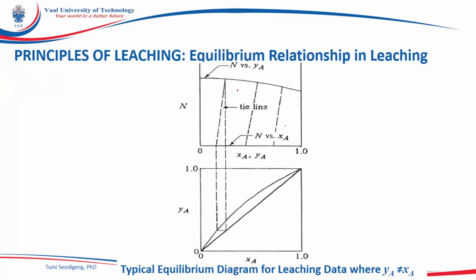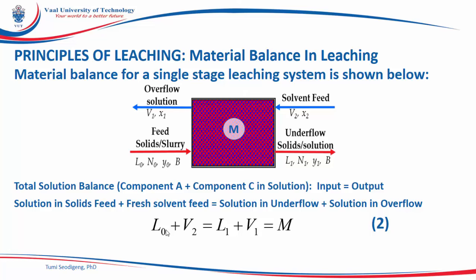For this case, when the data is translated into the XY plot, as shown in this figure here, the equilibrium line is now a curve, which is much similar to the one we are familiar with from binary distillation. This will be the equilibrium curve now, no longer on a 45-degree line. The equilibrium curve now is similar to what we know from our typical McCabe-Thiele diagrams that we use for binary distillation. Let us now look at material balance for a single-stage leaching system that is shown in the diagram here.